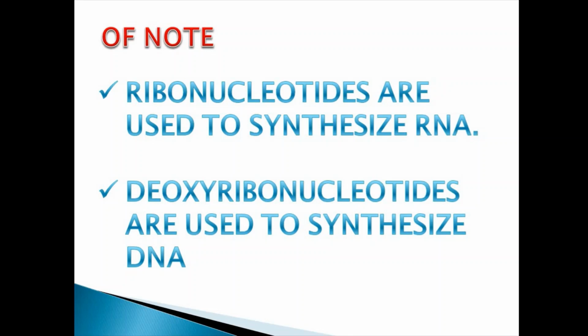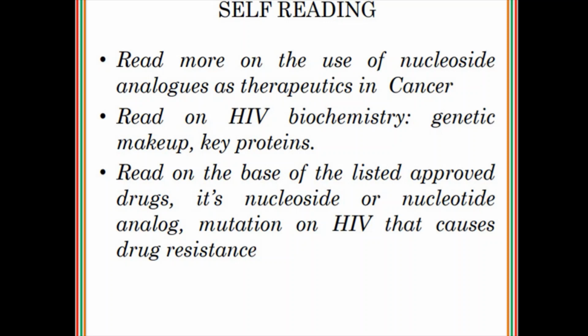All right, so as we conclude this video, I want you to take note of this. Ribonucleotides are used to synthesize RNA, and deoxyribonucleotides are used to synthesize DNA. For further reading, you can read more on the use of nucleoside analogues as therapeutics, which is medicine for cancer, and read more on HIV biochemistry, read more on the base of the listed approved drugs that are used in HIV.